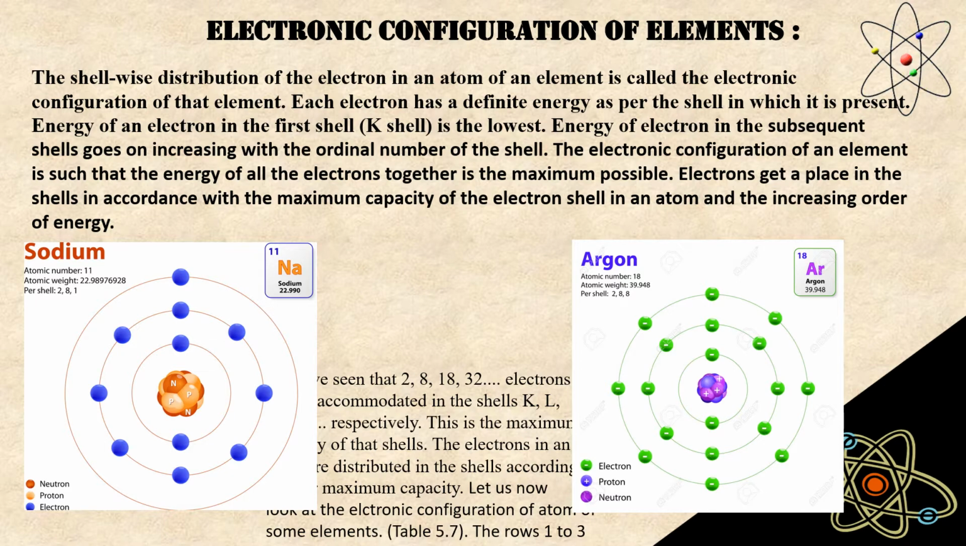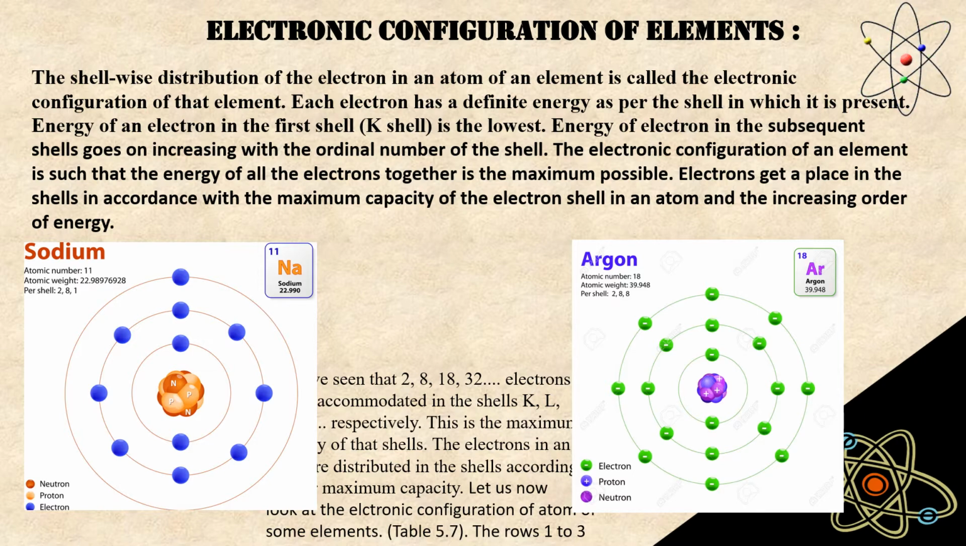ठीक है, so here the shell-wise distribution of the electrons in an atom of an element is called the electronic configuration of the element. Now, if you notice the two examples that I've taken, sodium and argon, sodium has 11 electrons present and argon has 18. Now, how are we going to arrange it? We will start from K.